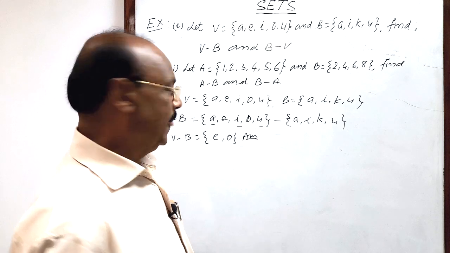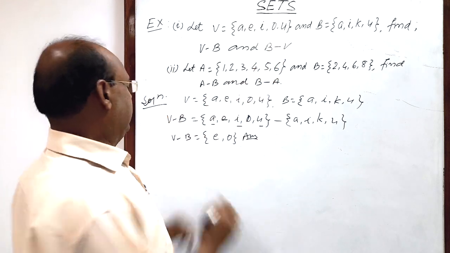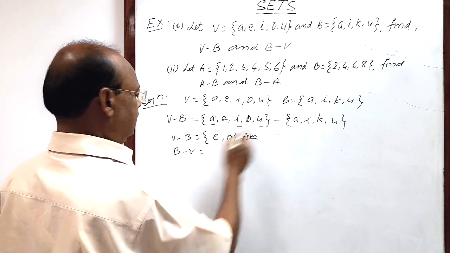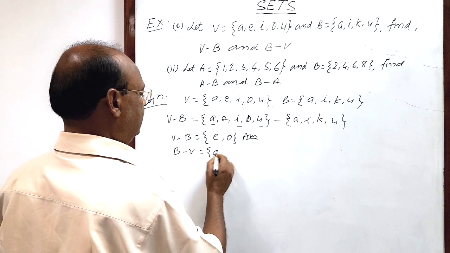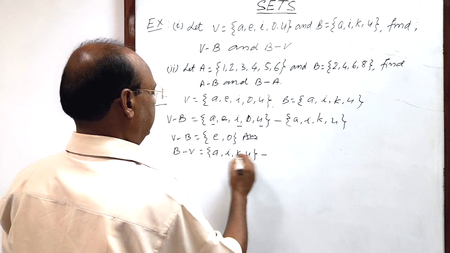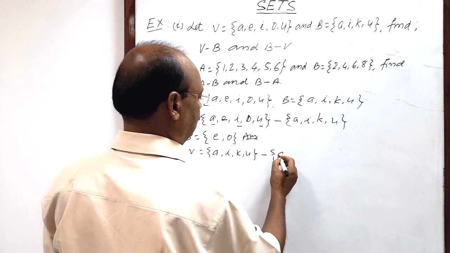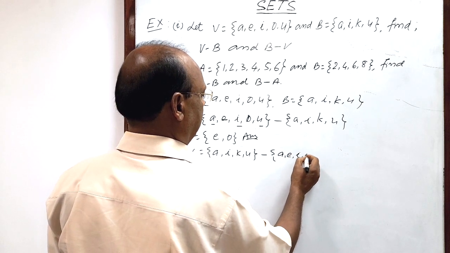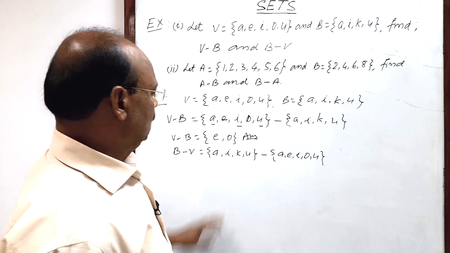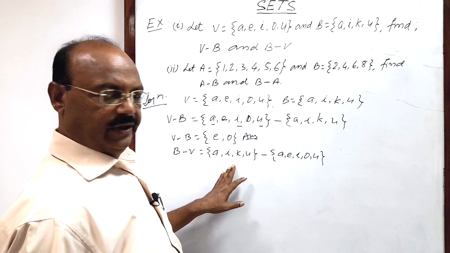Very simple. Similarly, here we have got V minus B. We have to find B minus V also. So let us write the set. B is having elements A, I, K, U minus V. V is having elements A, E, I, O, U. Correct?